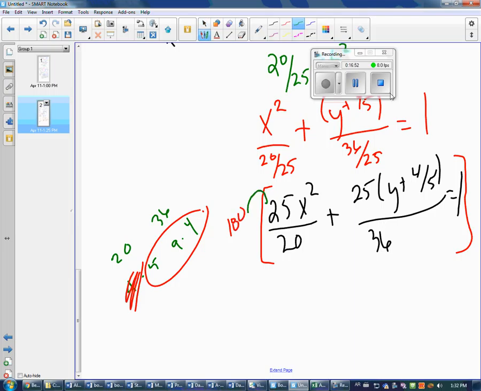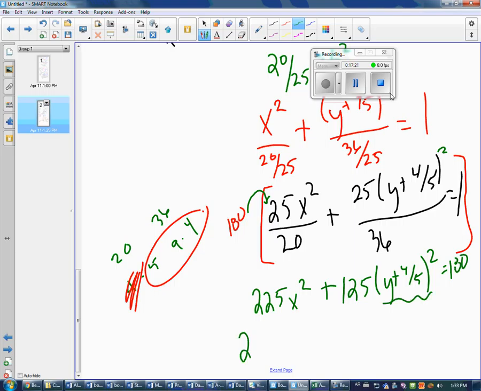So I'm going to do 180 times 25 divided by 20. I'm getting 225 there. Plus 180 times 25 divided by 36. I'm getting 125. Keep forgetting that squared, huh? Okay, now I'm going to expand that out. Remember, the pattern is to double it and then square it.